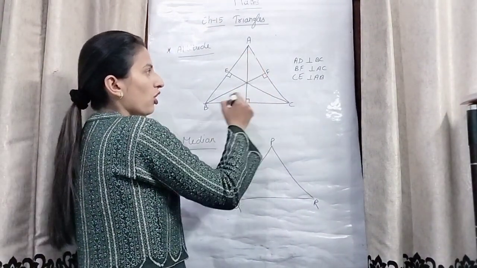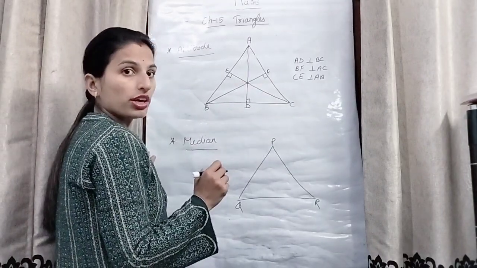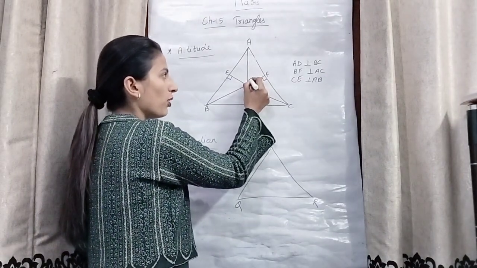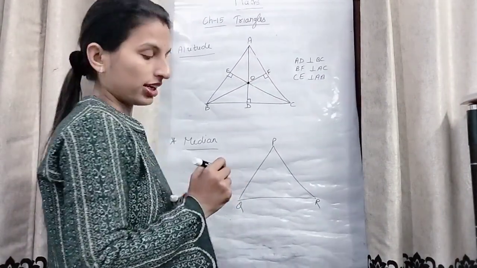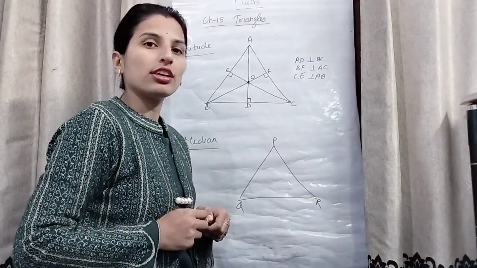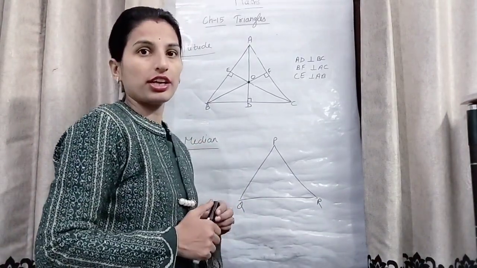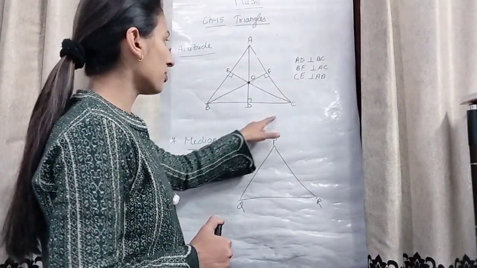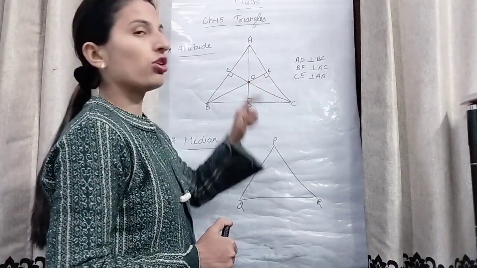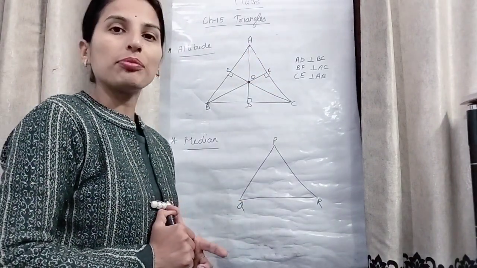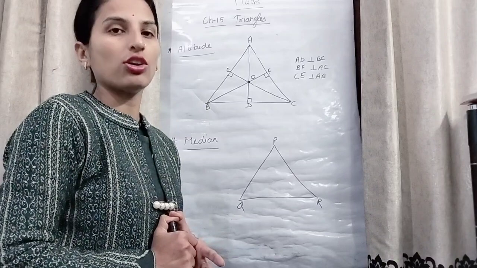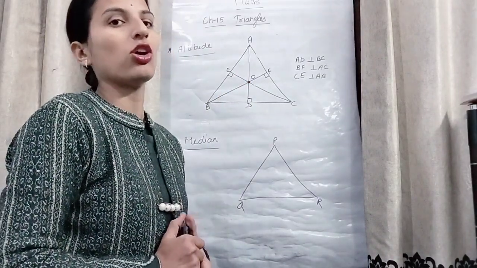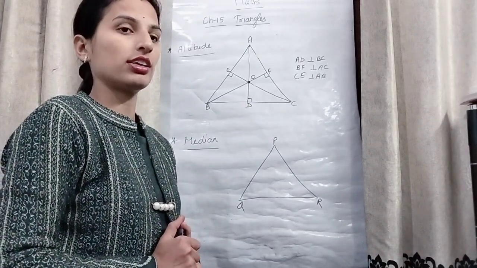Listen, all these altitudes are concurrent. Concurrent means they all pass through the same point. So that point will be the orthocenter of the triangle. In the construction of the triangle, I have explained the orthocenter and incenter. With the help of the orthocenter, we can draw the circumcircle of a triangle. So O is the orthocenter and can be obtained by joining the three altitudes, or the point of intersection of the three altitudes will be the orthocenter of the triangle.